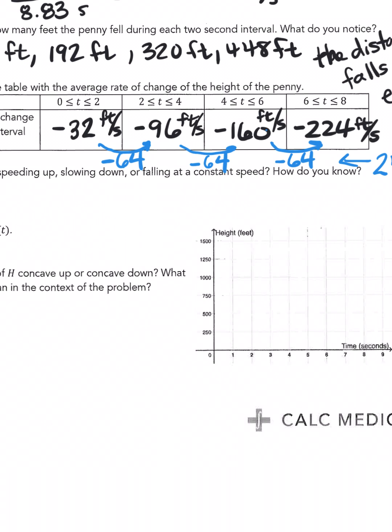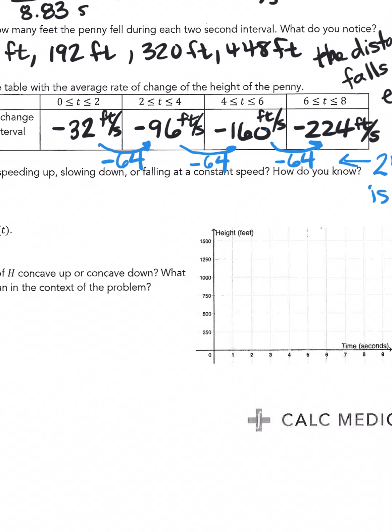So since the second difference is constant, it is quadratic. So that's a way we could test to see if something's quadratic. Look at the second difference. If the second differences are all constant, then it's quadratic. Just like a test to see if it's linear is if the first differences are all constant.